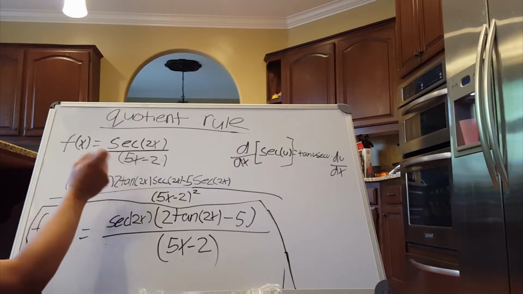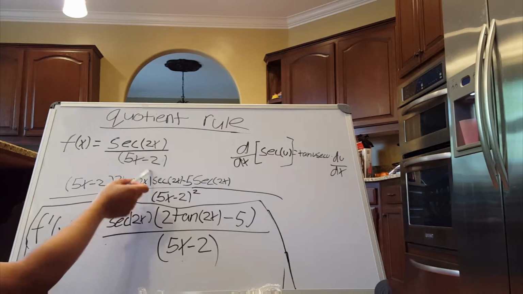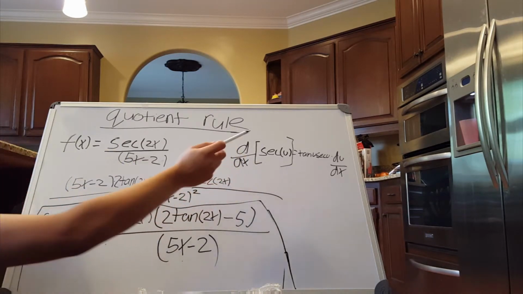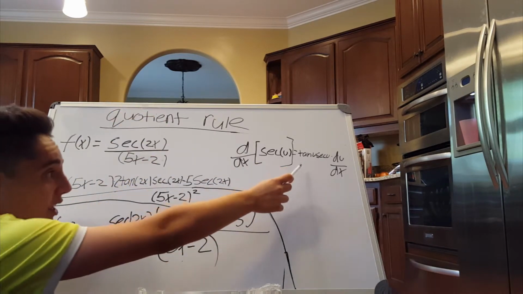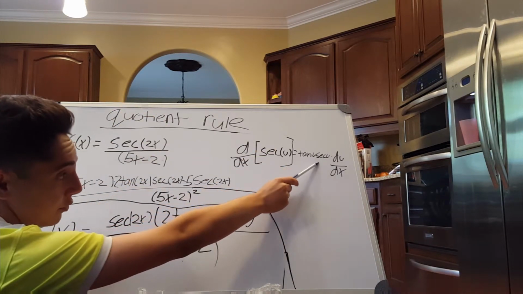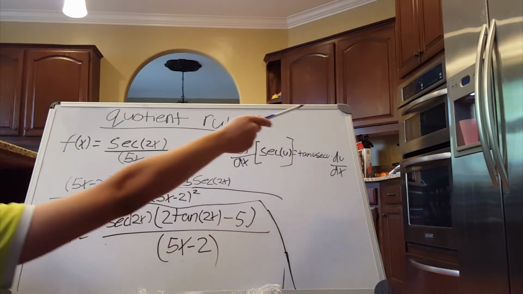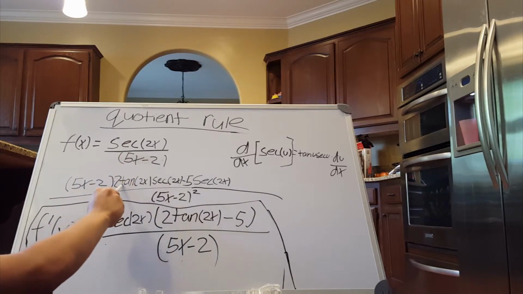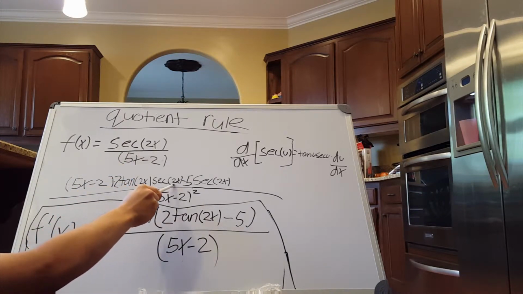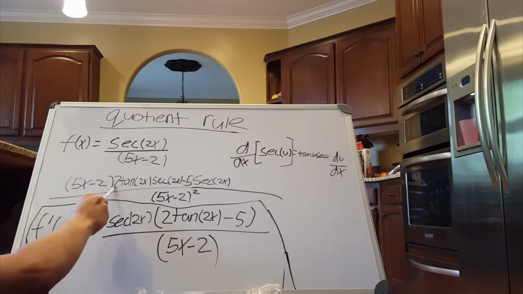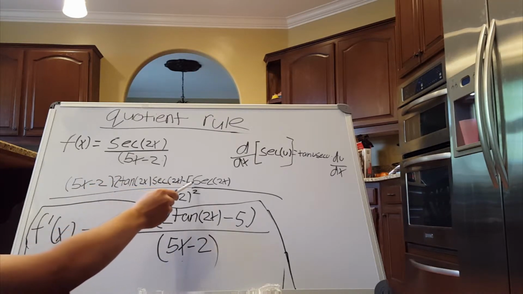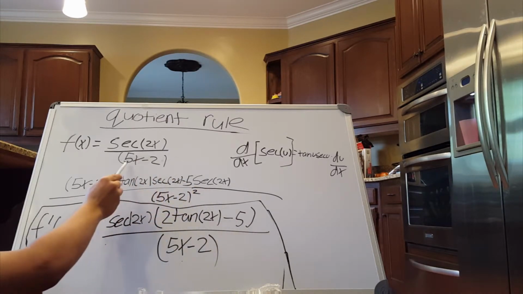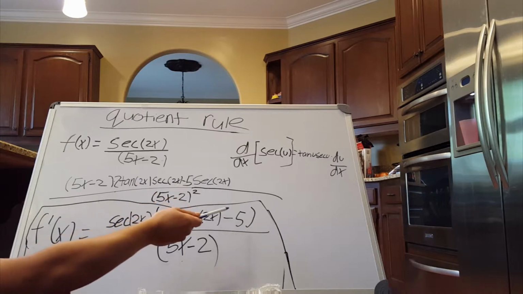So f of x equals secant of 2x divided by 5x minus 2. So this is not the basic equation of secant of x, so we use secant of u. So the derivative of secant of u is tangent of u times secant of u times u prime, du over dx. So we have low, 5x minus 2, times the derivative of the high, tangent of 2x, secant of 2x, times the derivative of the inside 2x, which is 2, so 2 over there, minus the derivative of the high, which is secant of 2x, times the derivative of the low, which is 5, all over low squared, 5x minus 2 squared.